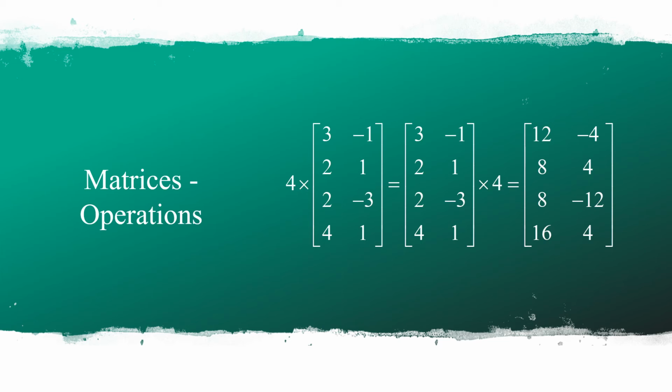All right, so for example, if I wanted to multiply the matrix 3, -1, 2, 1, 2, -3, 4, 1 by the scalar of 4, I can multiply that either in front of the matrix or behind the matrix. It really doesn't matter. And then when I multiply it, I'm multiplying each element inside that matrix by my scalar, in this case of 4. So it's going to be like 3 times 4, -1 times 4, 2 times 4, 1 times 4, and so on.